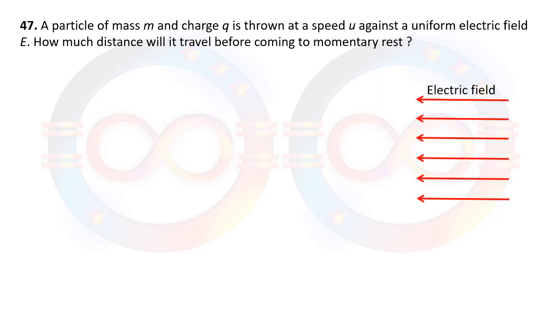So let us take this is the electric field and this is the charge which is being thrown here. It will retard, it will come to rest after some time. If we are going to calculate the retardation or negative acceleration, it is nothing but F is equal to qE, that is the opposing force inside the electric field. So a is equal to qE upon m.